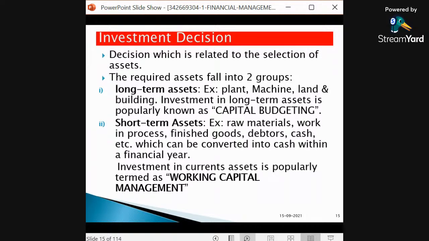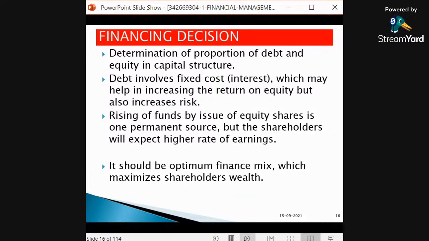When you're dealing with short-term assets, you're talking about these goods that are usually expired in the normal operating cycle of the business. So, minsan ang tawag sa short-term assets is current assets. However, yung sa long-term assets naman ang minsan tawag sa kanya is non-current assets. So, investment in current assets is popularly termed as working capital management.